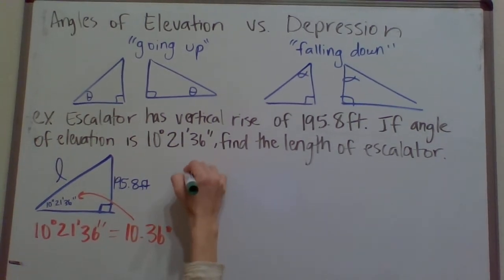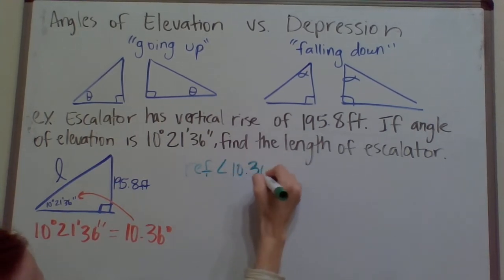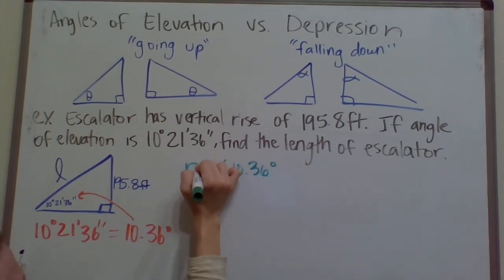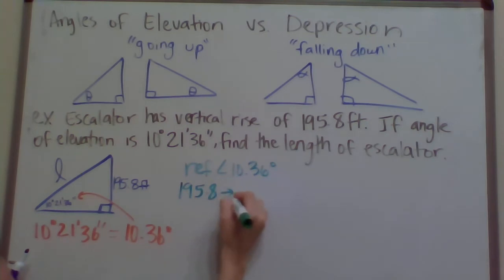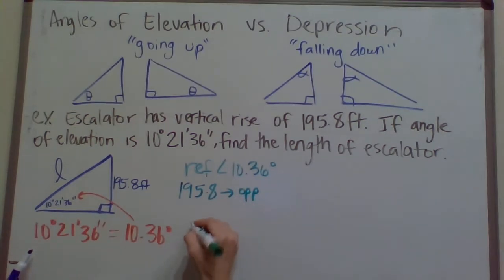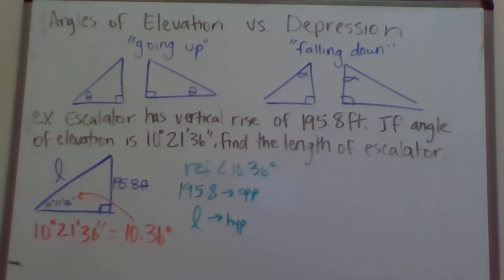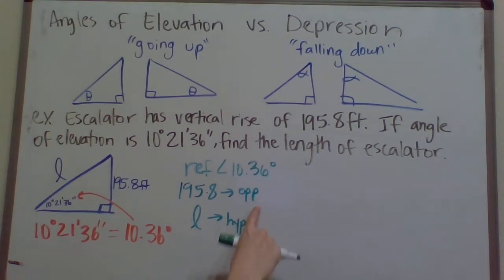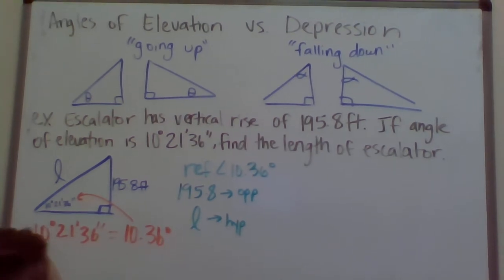So let's list out our information. We have a reference angle of 10.36 degrees, and we want to list what other stuff we know. Well, from that angle, I have a 195.8 length opposite of that. And I'm trying to find L, which is the hypotenuse of the triangle. So again, if I look at this list and I compare it to SOHCAHTOA, I have opposite and hypotenuse, which tells me that I want to go ahead and use the sine function.